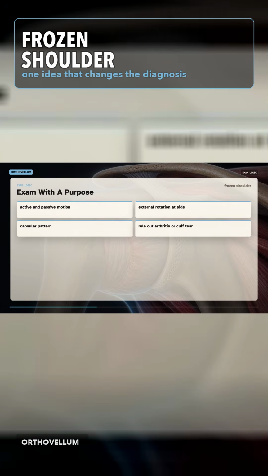The exam should not be random. For this topic, deliberately check active and passive motion, external rotation at side, capsular pattern, and rule out arthritis or cuff tear.